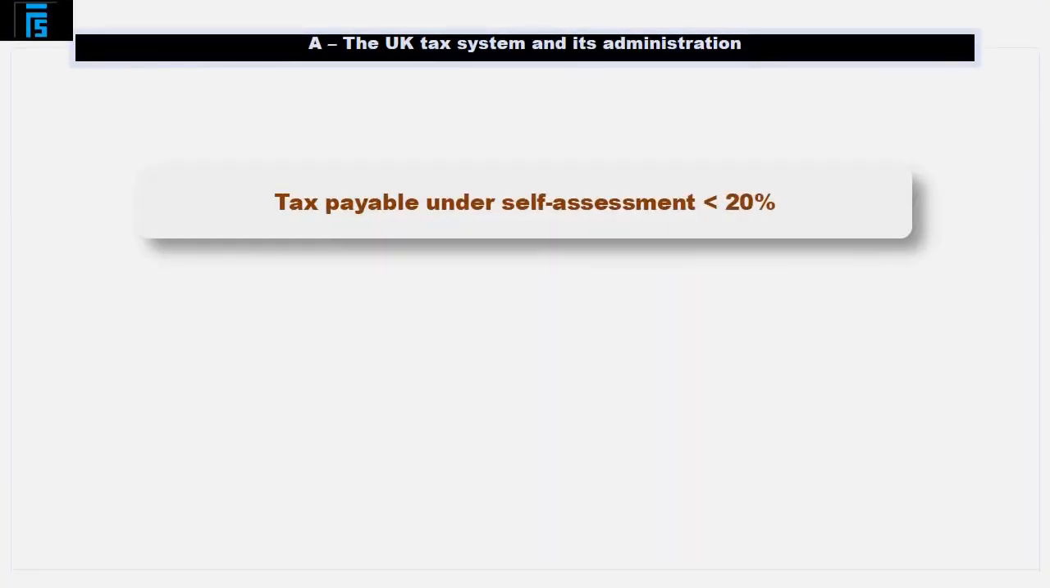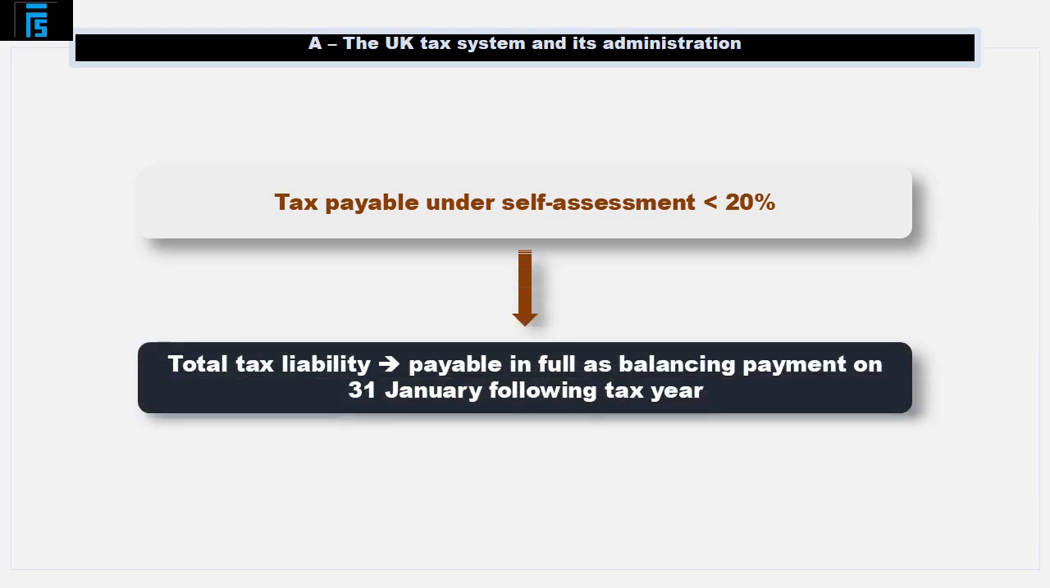Secondly, tax payable under self-assessment being less than 20% of the total tax liability for the year. This really applies most often where the taxpayer is perhaps employed but happens to have a small amount of tax payable under self-assessment. This could be because they run a small business in their spare time or have some rental income, or maybe just that they have some higher rate tax to pay on investment income. So where the amount remaining payable under self-assessment is less than 20% of the total tax due for the year, again no payments on account will be necessary for the following year, leaving all of the tax to be paid as a balancing payment on the 31st of January following the tax year.